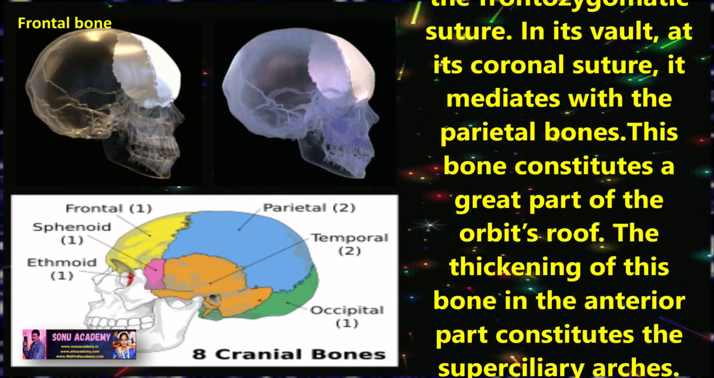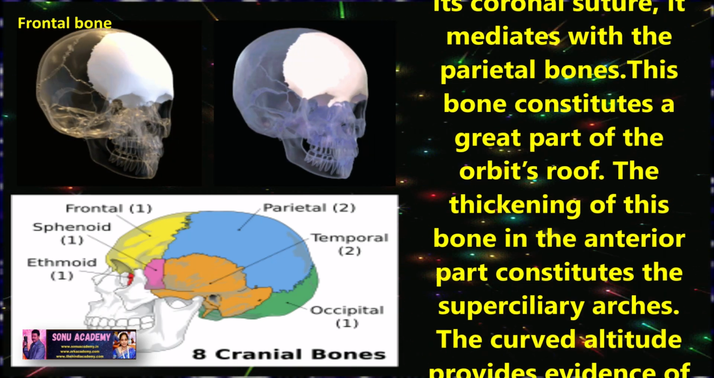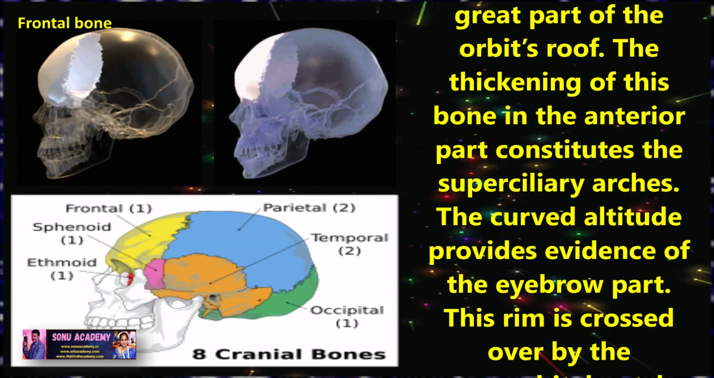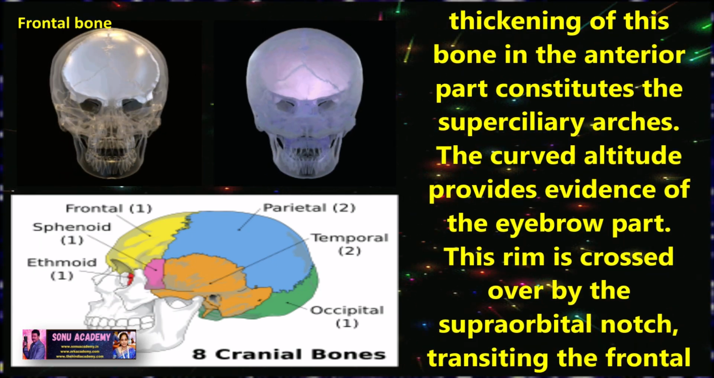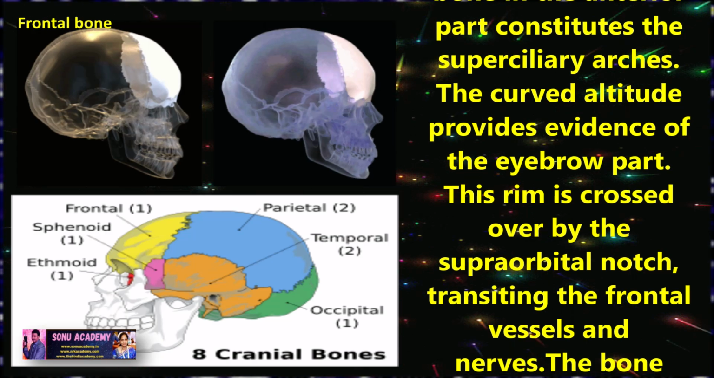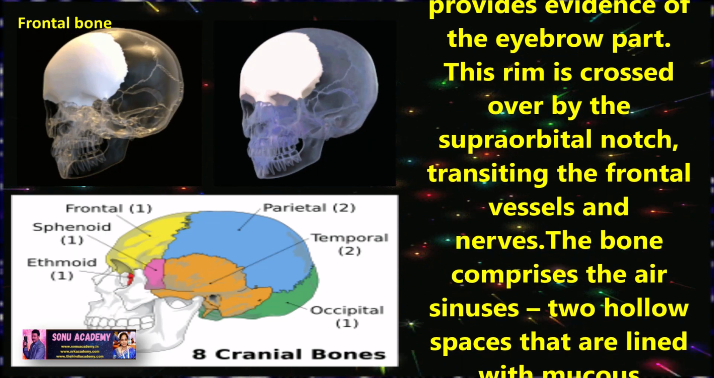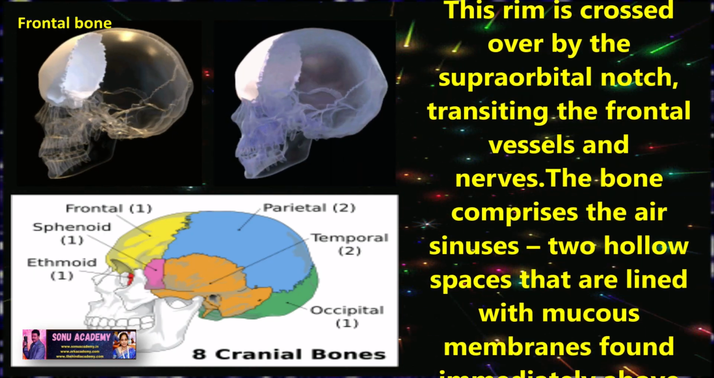This bone constitutes a great part of the orbit's roof. The thickening of this bone in the anterior part constitutes the superciliary arches. The curved elevations provide evidence of the eyebrow. The orbital rim is crossed by the supraorbital notch, transmitting the frontal vessels and nerves.